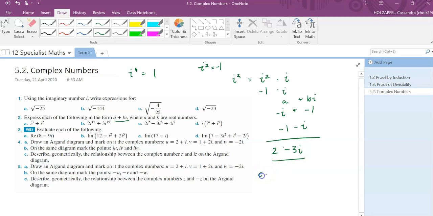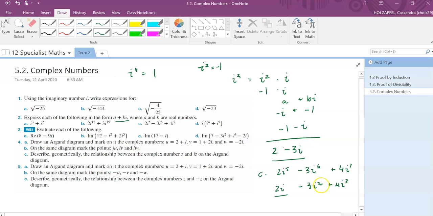Okay, question C. I might write this one down. So we've got 2i to the power of 5 minus 3i to the power of 6 plus 4i to the power of 7. So again, all I'm going to do is factor out i to the power of 4, because i to the power of 4 is just 1, and I'm going to be left with 2i minus 3i squared plus 4i cubed.